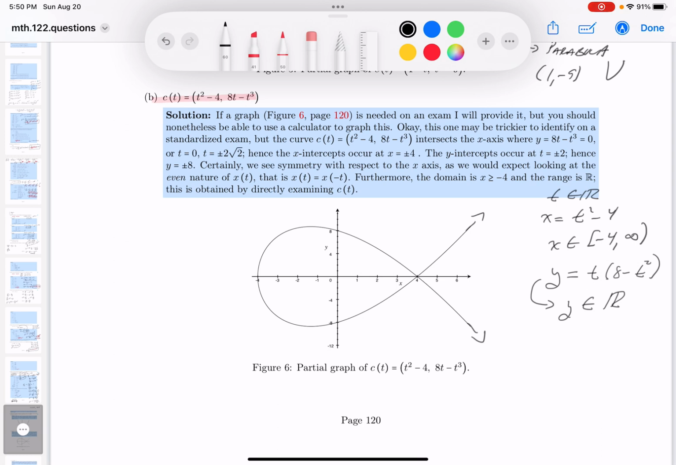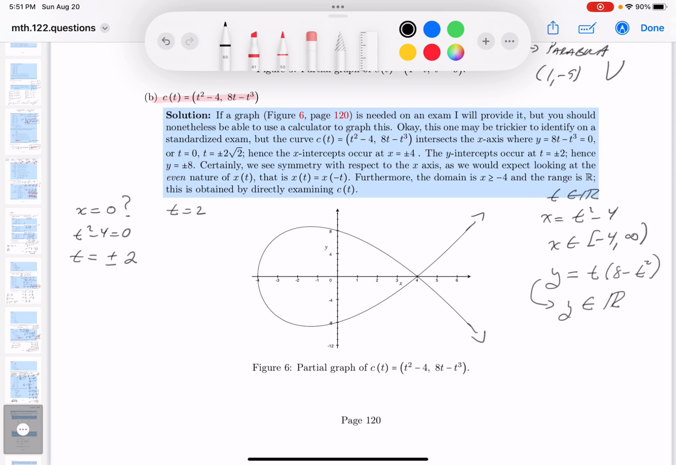The other thing I'd be looking for is the zeros in the problem. All right, so when does x become 0? Right, when does that happen? At what t values? Well, when would x be equal to 0? It's when t squared minus 4 equals 0. All right? So when does that happen? When t equals plus or minus 2. So let me write this down for you. t equals 2.